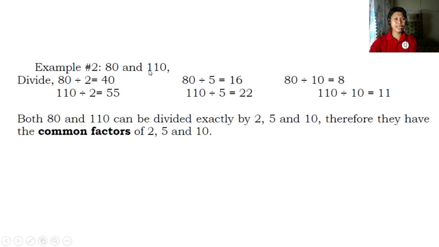Okay, another example, 80 and 110. Both of these, the 80 and 110, can be divided by 2, can also be divided by 5, and by 10. Bakit? Kasi even number nga itong 80 and 110. Tsaka pwede rin sila sa 5 kasi nga multiples of 5 itong dalawang numbers na to. Paano natin malalaman na multiple of 5? Kapag it ends with 0 or 5, yung last digit niya. Tsaka divisible by 10 kasi nga 0 ang kanyang last digit. Therefore, the common factors are 2, 5, and 10.